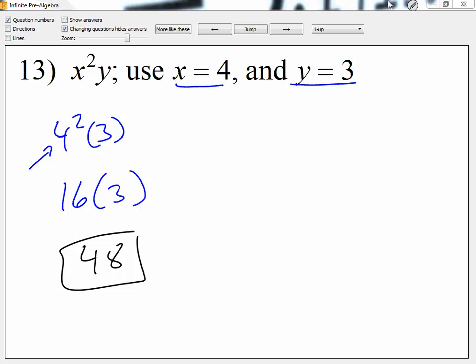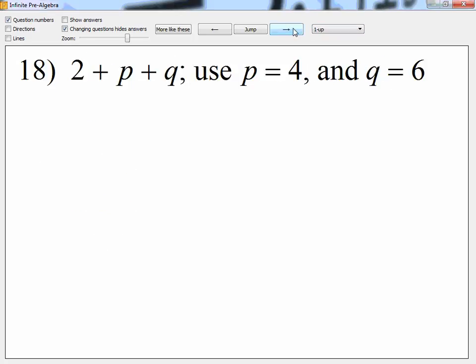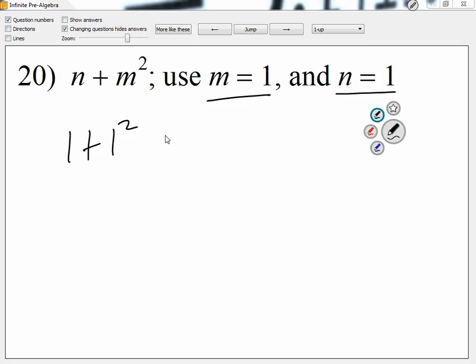So matter of fact, let me take a look at a simple question, but sometimes when they're too simple, people get them wrong. Let's take a look at number 20. For M, I'm going to write 1. For N, I'm going to write 1 as well. So I have 1 plus 1 squared. Does any of you get a 4? Exponents first. How much is 1 squared? 1. So, how much is 1 plus 1? 2.